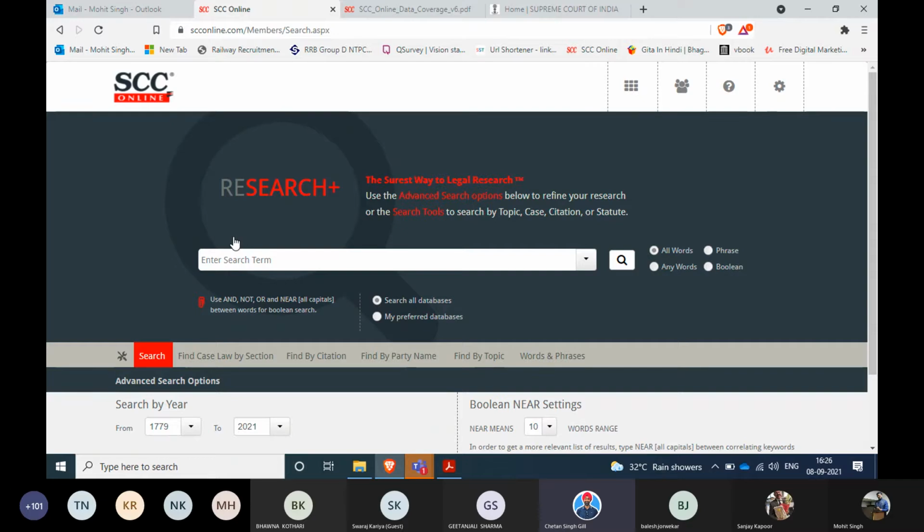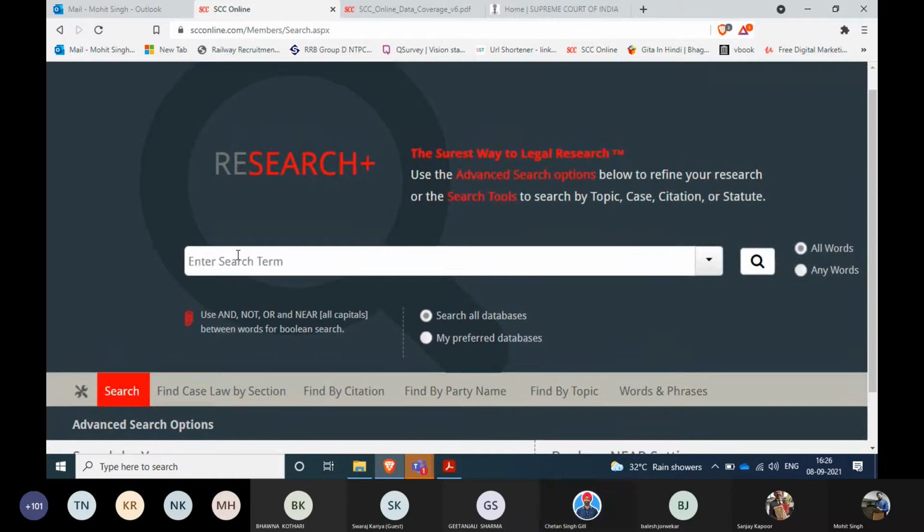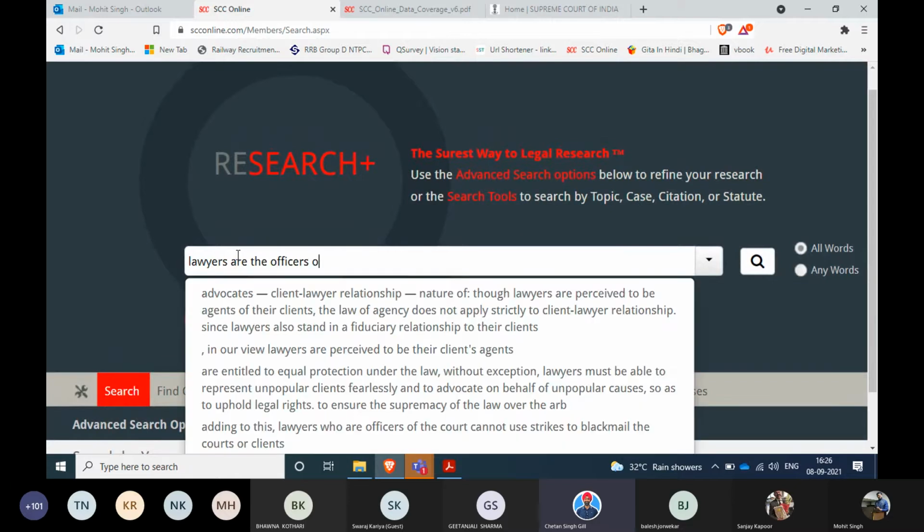Let me give you one. If you've not heard it till now, you will hear it in the couple of months. The statement goes like this: the lawyers are the officers of the court. You heard it before? I'm sure. Mohit, please do the needful.